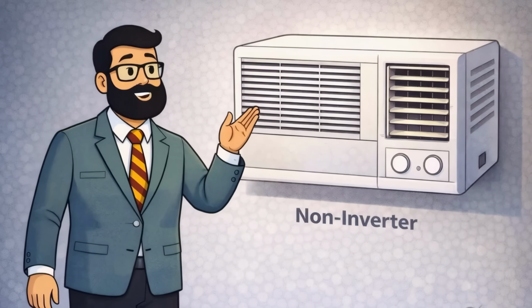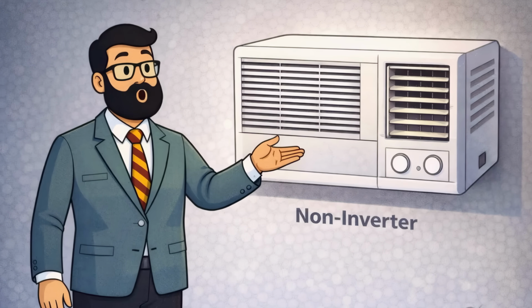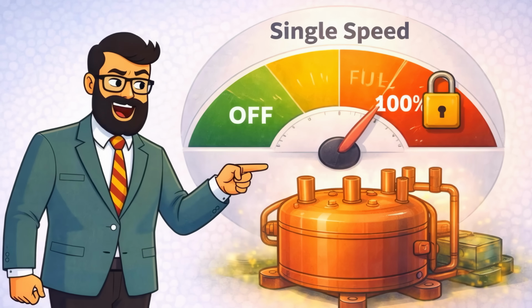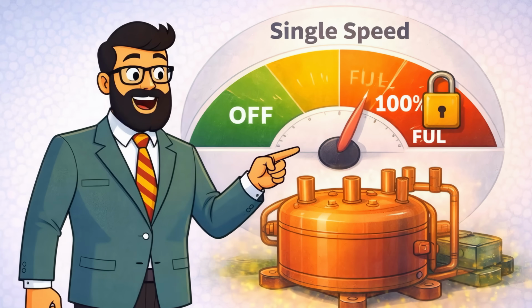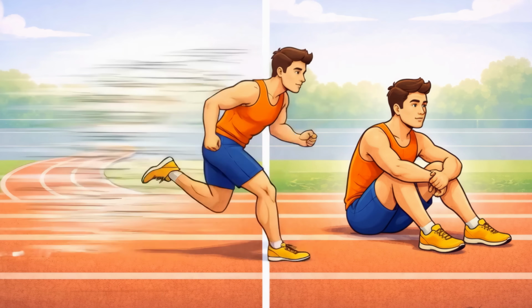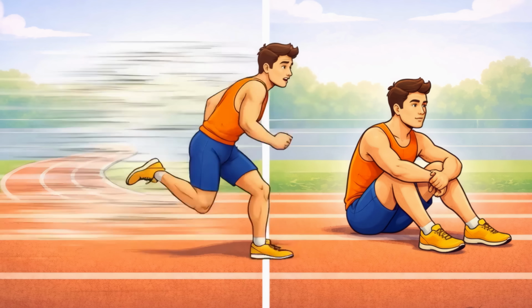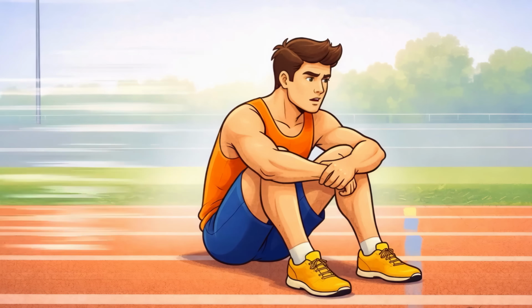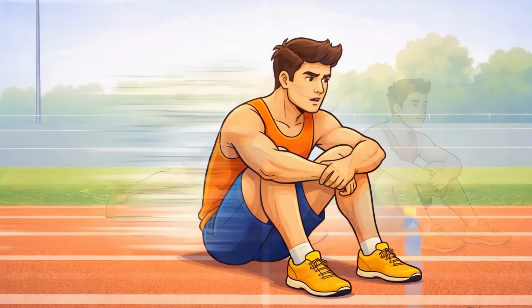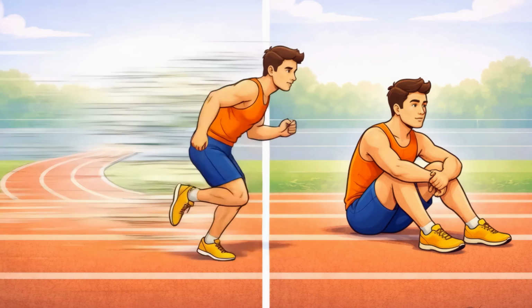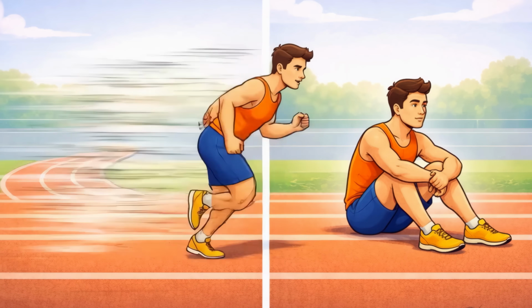Now, let's look at the old school tech, the non-inverter AC. In the engineering world, we call this a fixed speed system. And the metaphor for this is a world-class sprinter who only knows how to do one thing: run at 100% speed or sit perfectly still. There is no jogging. There is no walking.